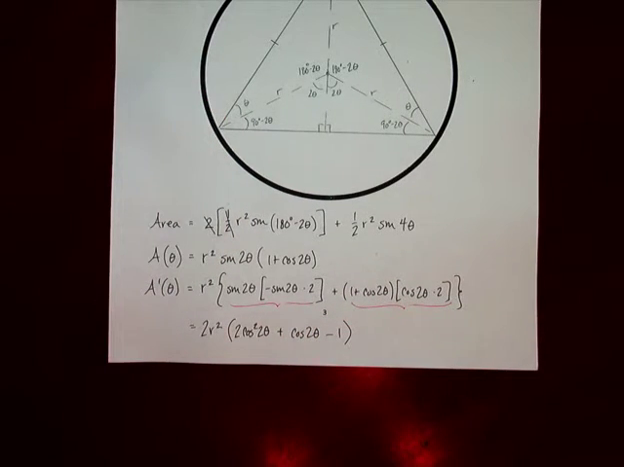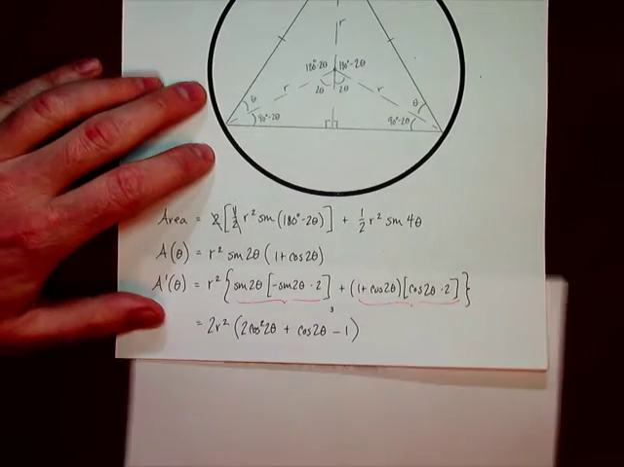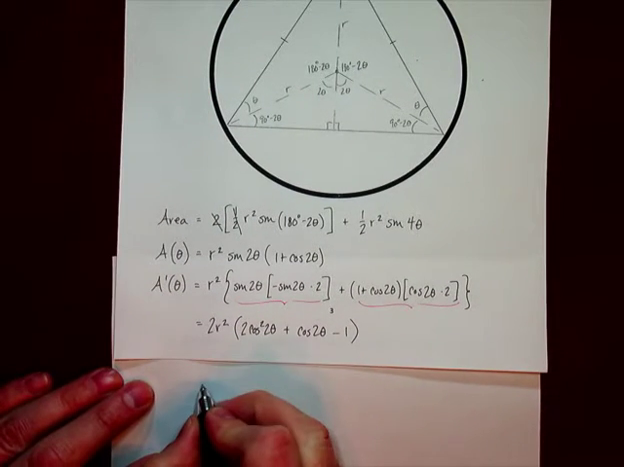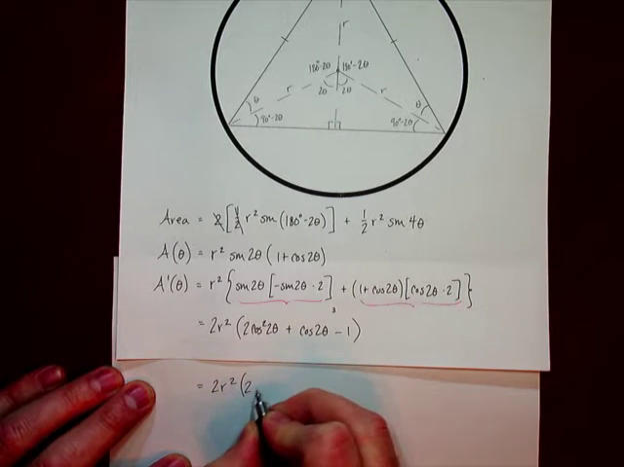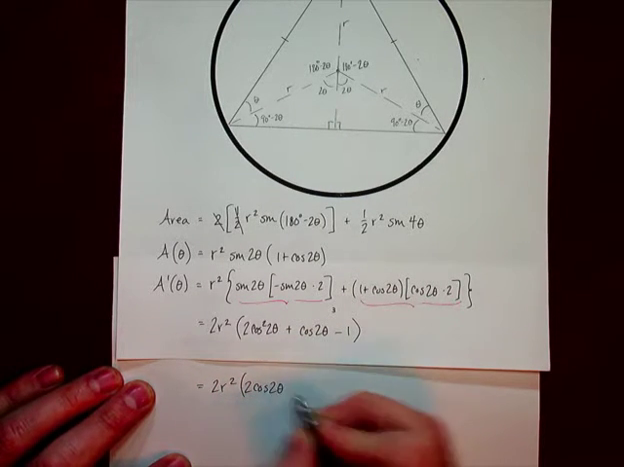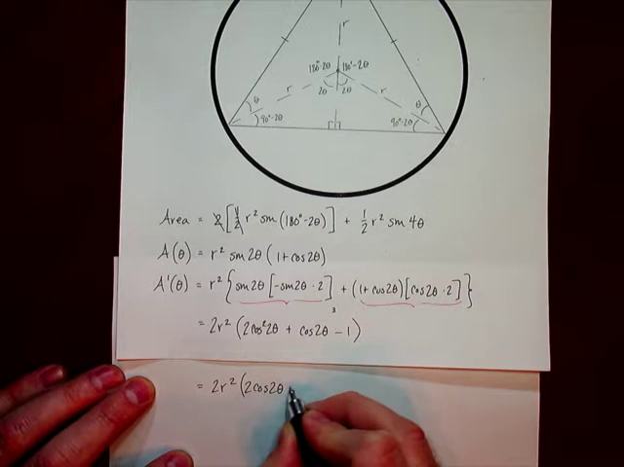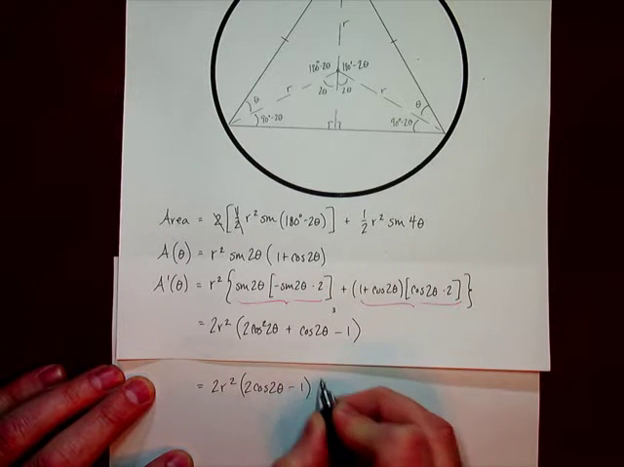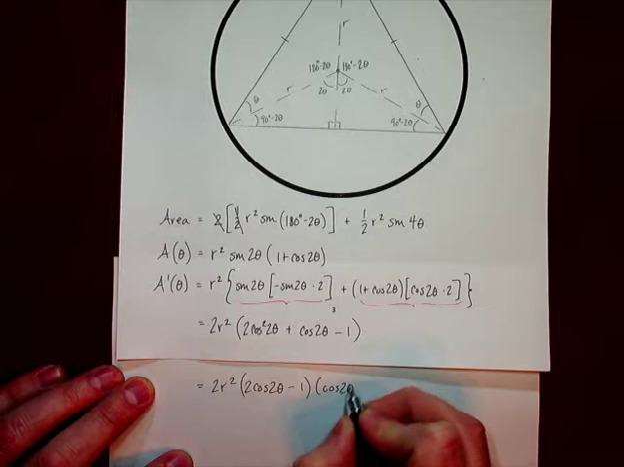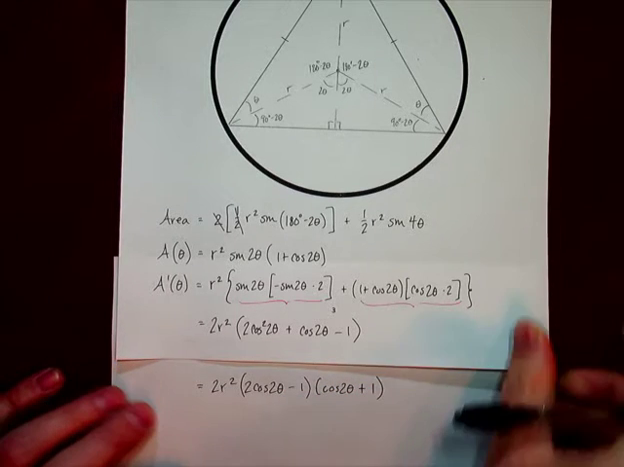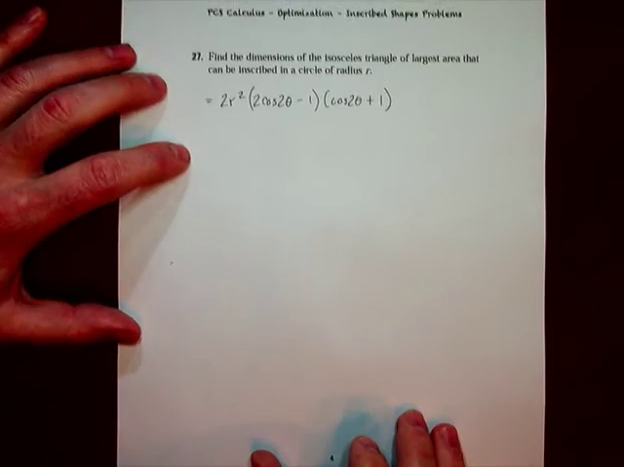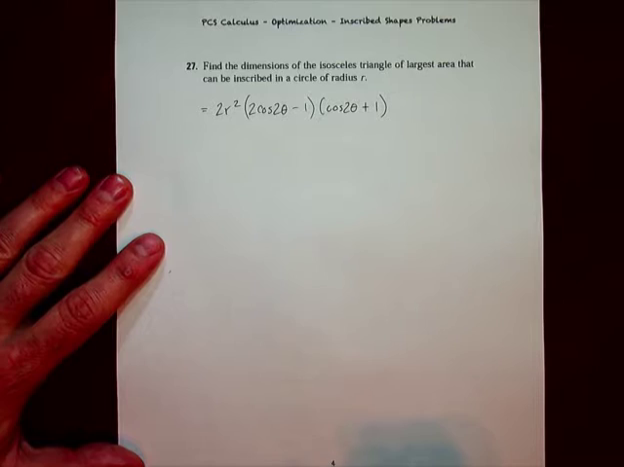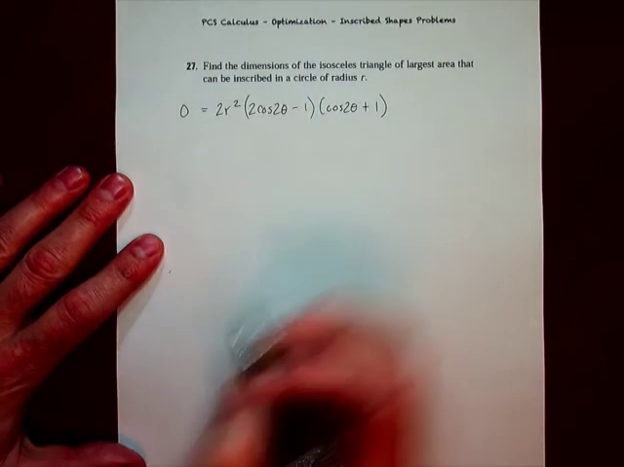Well, joy of joys, that factors. And I'm going to get 2r squared times (2 cosine 2 theta minus 1) times (cosine 2 theta plus 1). If you don't believe me that that's the way it factors, just double check it real quick. Now, from here, obviously, we're going to set this equal to 0 in order to find the critical values.